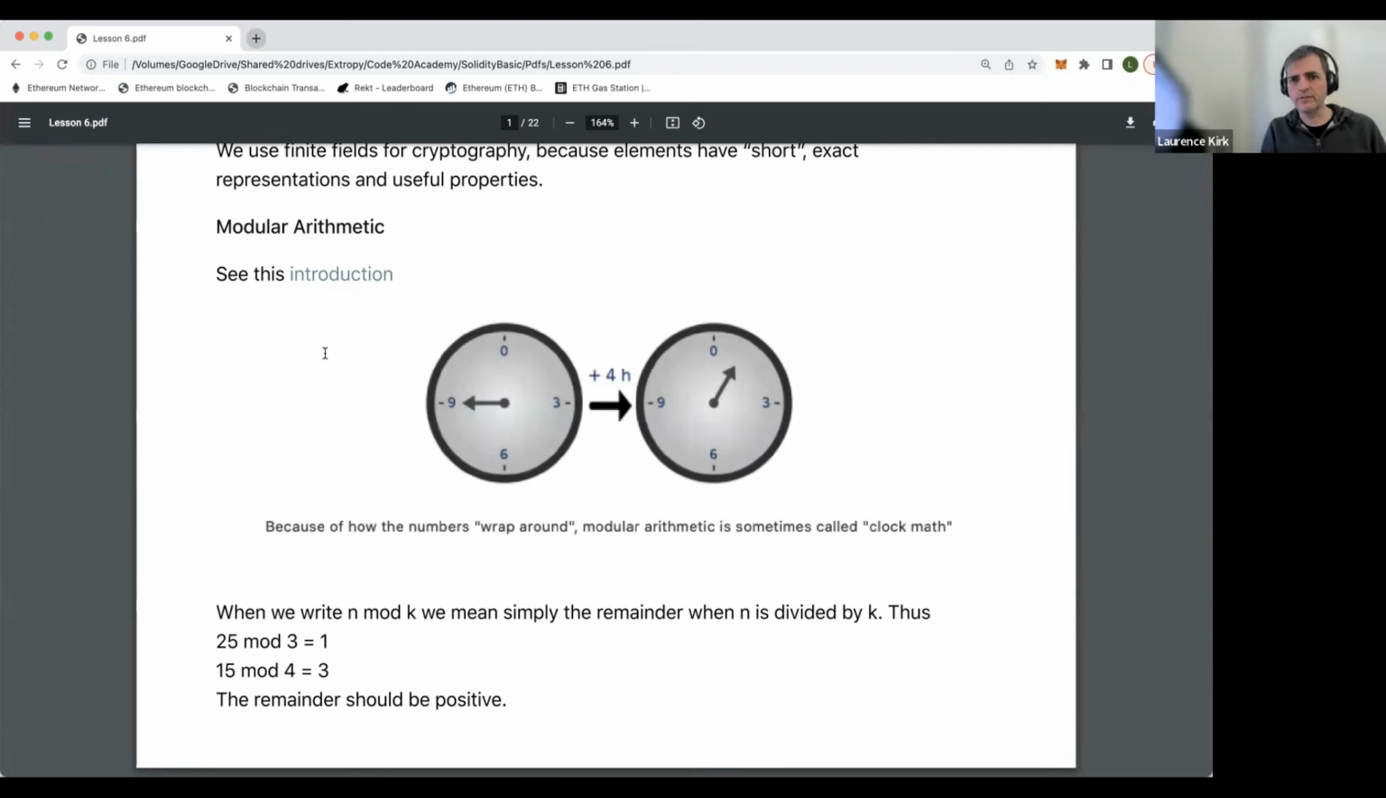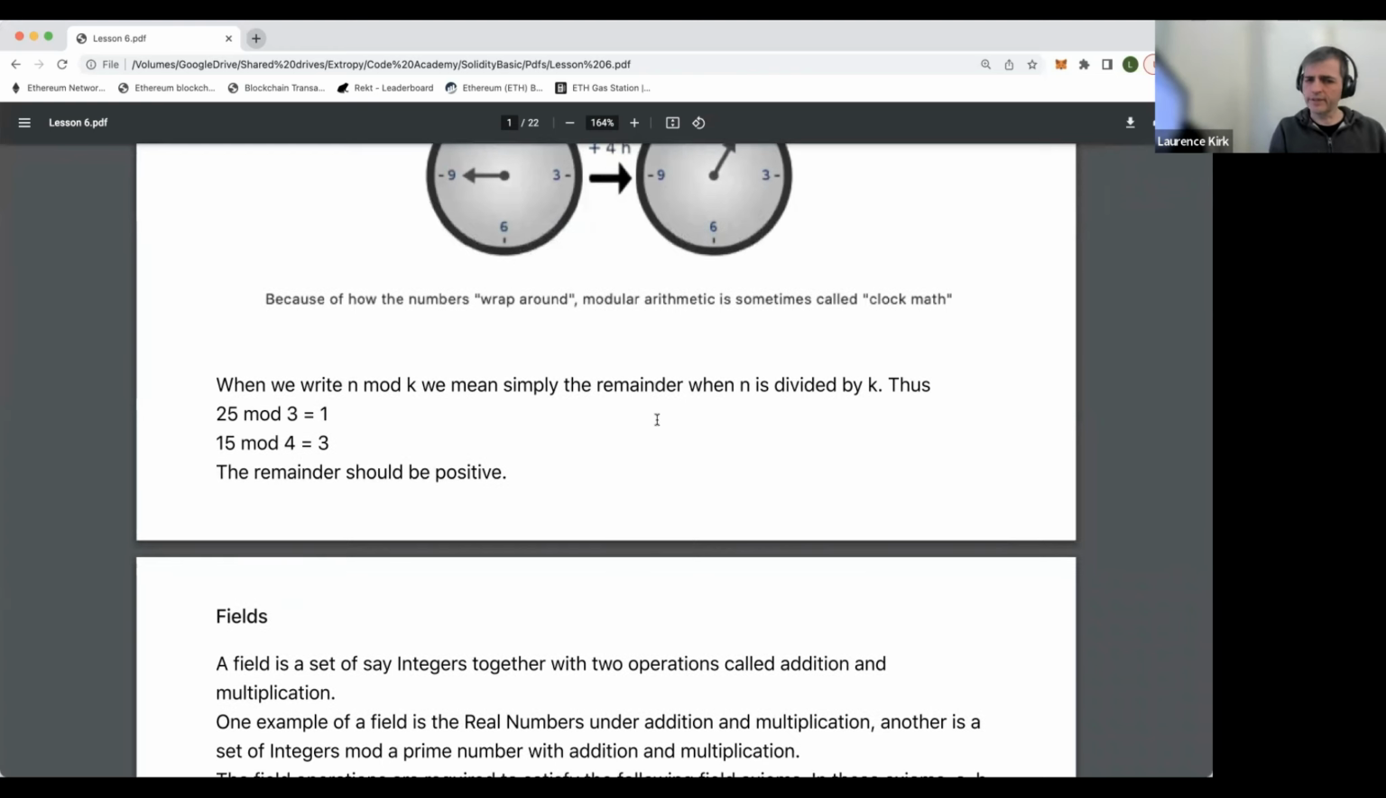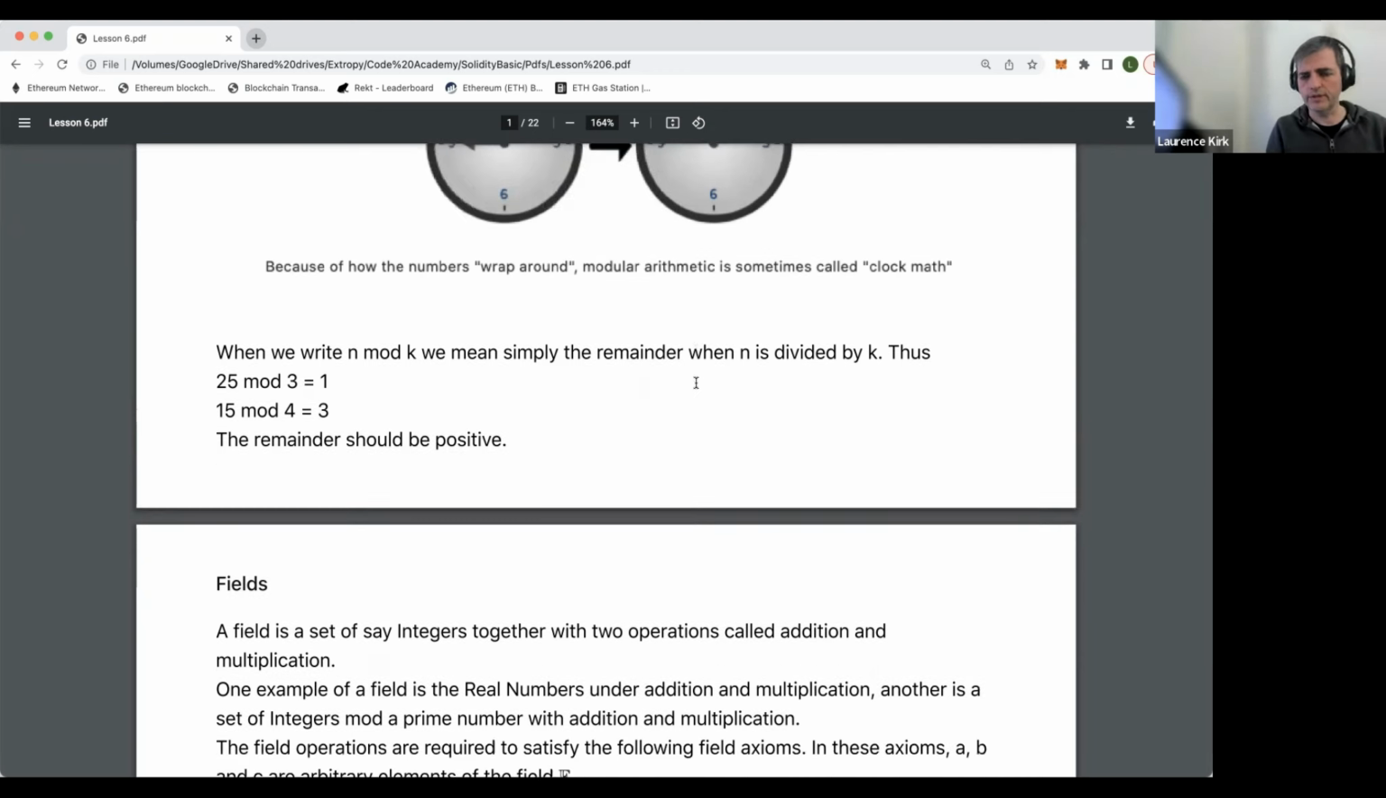A lot of the mathematics involved in cryptography is modular arithmetic, and you've probably come across this anyway in programming, using a mod operator. So there are some examples here. If you're looking at 3 as your maximum number, then 25 mod 3 is 1, and similarly, 15 mod 4 equals 3. And the remainder, this value 1 or the 3, is always positive. Just something to bear in mind. If you start with negative numbers, the remainder you get is always positive. That's the way you work it.